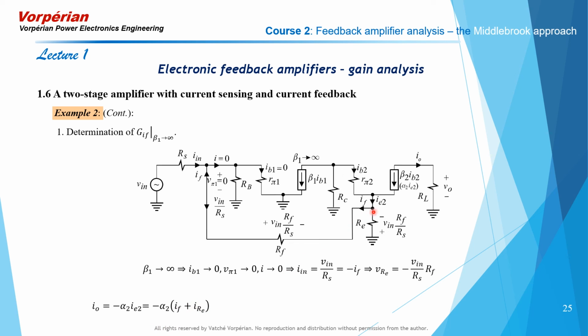Well, the emitter current itself is the feedback current plus the current through the emitter resistor Re. We know the feedback current is minus Vin over Rs, and the emitter current is going to be minus Vin over Rs times Rf, that voltage there, which appears here, divided by Re. Factor out Vin, and from there we can determine the ideal closed loop transconductance with beta 1 infinity.